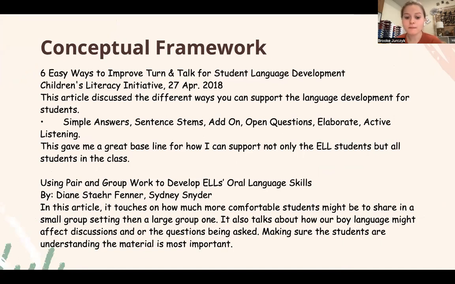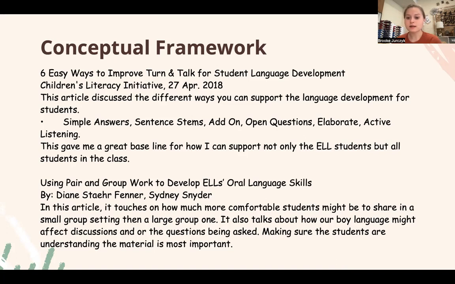So some of the articles I found was 6 Ways to Improve Turn and Talks for Student Language Development. This was an article all about the simple tools and supports you can give to students to support them during these times. So giving sentence starters, like, I think this because, or I agree because. Having the students learn about active listening.